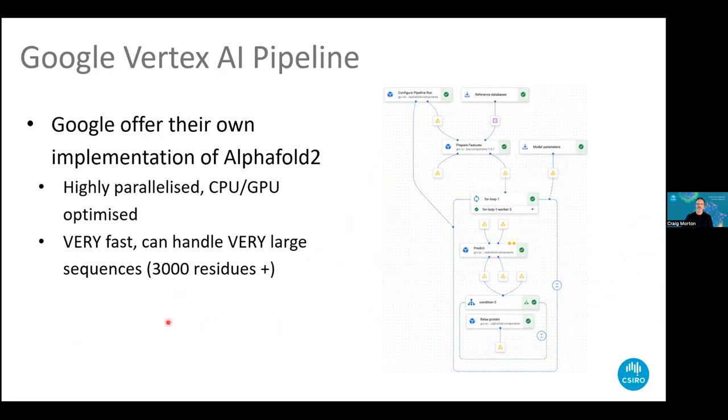It's extremely quick. It does, however, cost money. So you'll have to have a relationship with Google, and you'll be paying. It turns out for the very large proteins we tried, it was a couple of hundred dollars for the compute time.